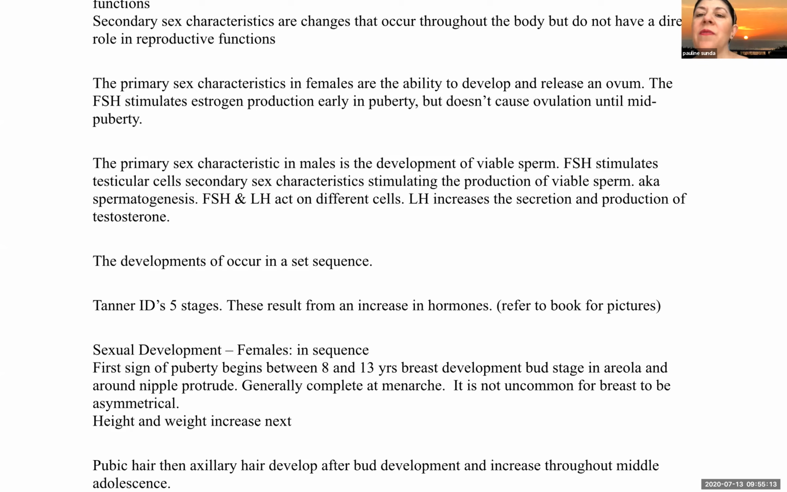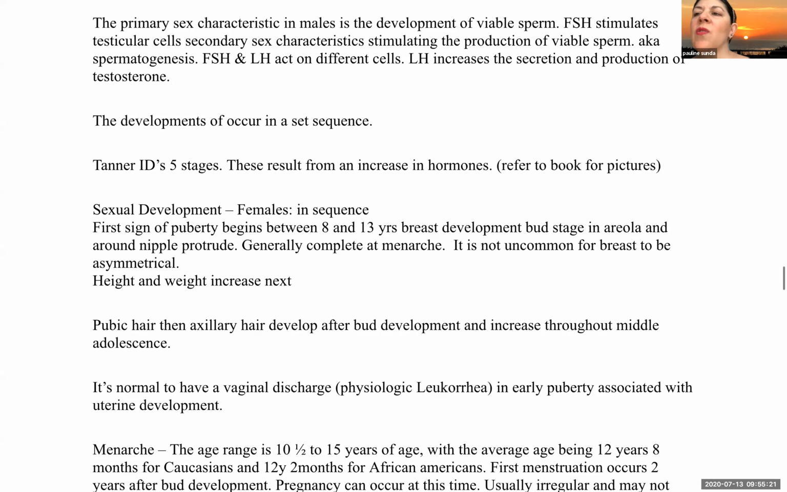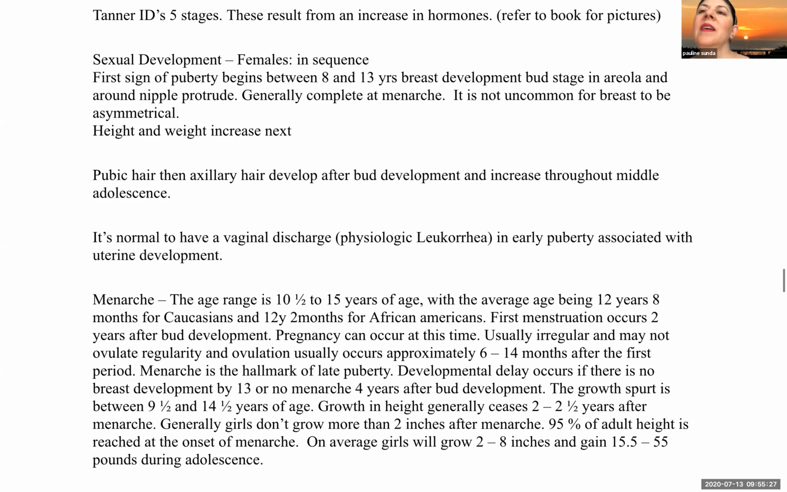Tanner identified 5 stages of secondary sex characteristic development and genital growth development. This results from an increase in hormones. Please refer to your book for the pictures. Sexual development in females, in sequence.